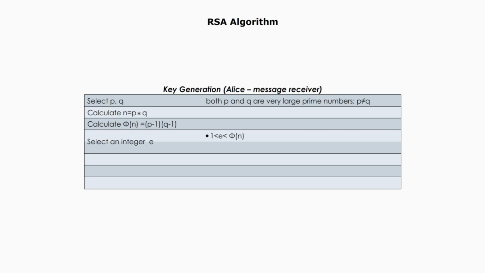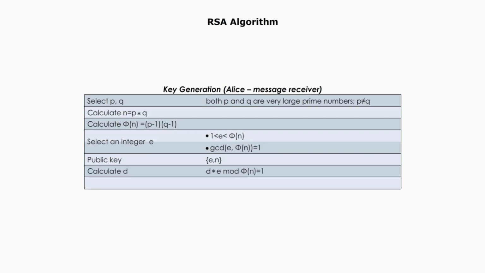Then find the integer E that must satisfy two conditions. 1. E must be larger than 1, but smaller than phi of N. 2. The greatest common divisor of E and phi of N is 1, which means E and phi of N are co-prime. At this point, Alice gets her public key, E and N, which can be sent to Bob.